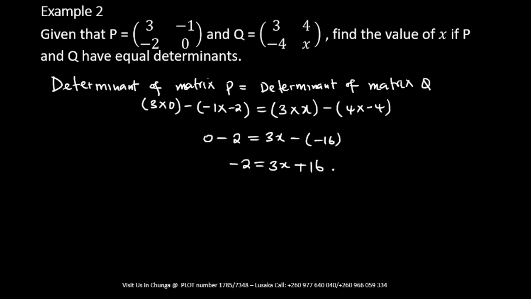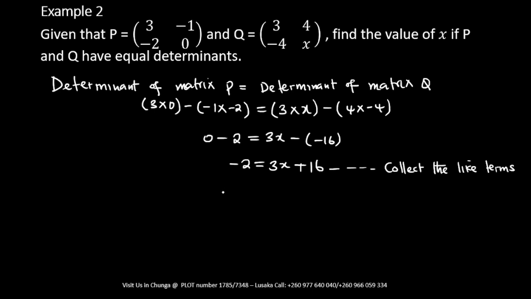So at this stage, what are we going to do? We are going to collect the like terms. Okay, like that. So collecting the like terms, that means this 16 will cross over to the other side. Now take note, whenever a number crosses an equal sign, the sign of operation changes. If it was a negative, it will become a positive. And if it was a positive, it becomes a what?